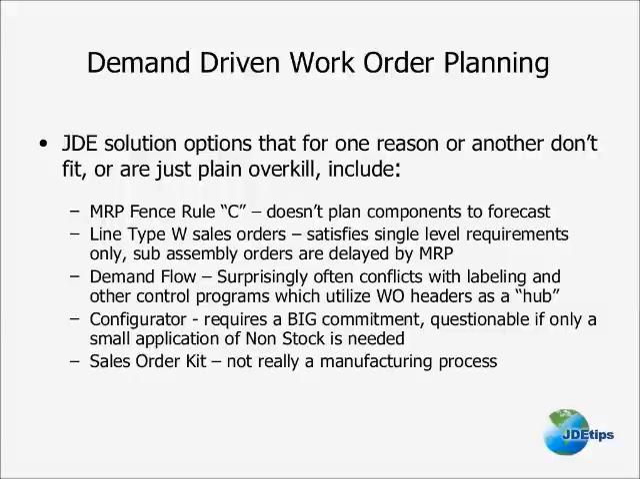Another option might be demand flow, and that's the relatively new functionality. Let's call it, in one flavor, orderless production. And as soon as you think about not having a work order, some companies are not able to use this, and it is kind of interesting to me how many companies use work order headers as a hub to hold transactions such as labeling, serial numbers, etc. So demand flow doesn't always work.